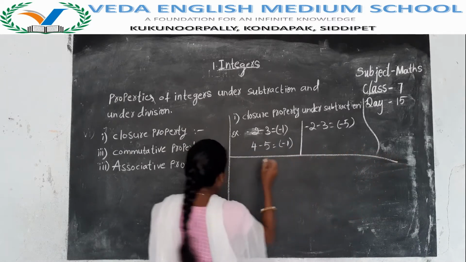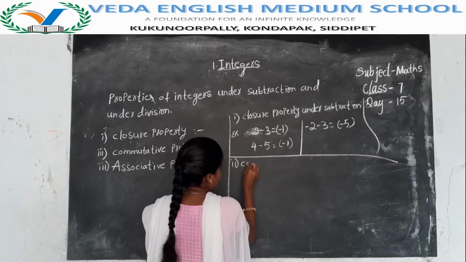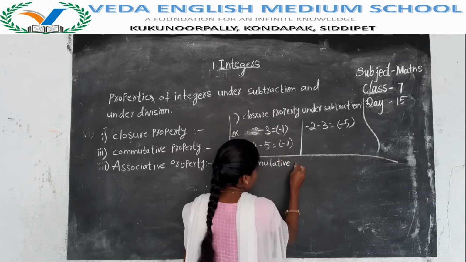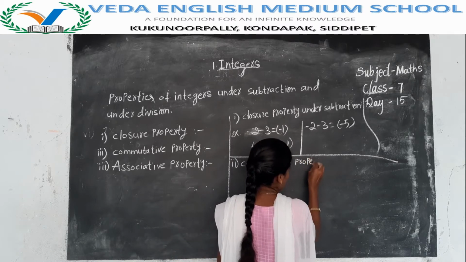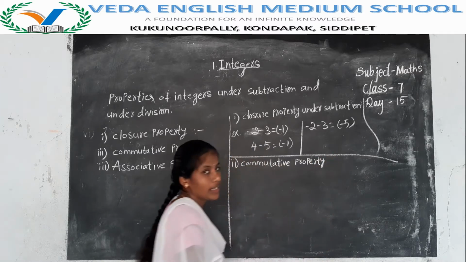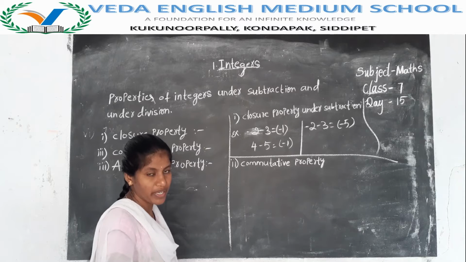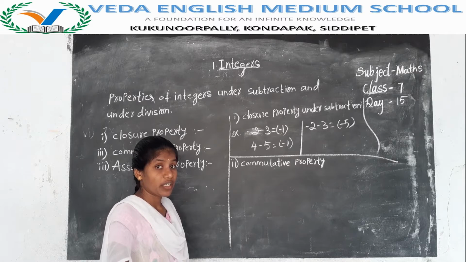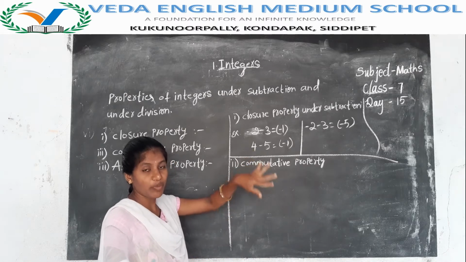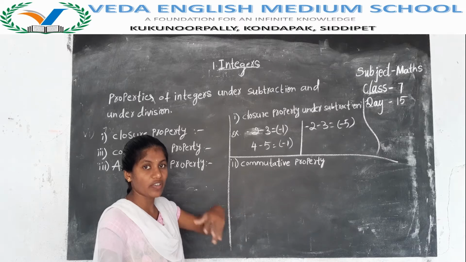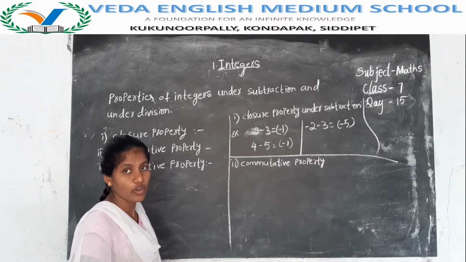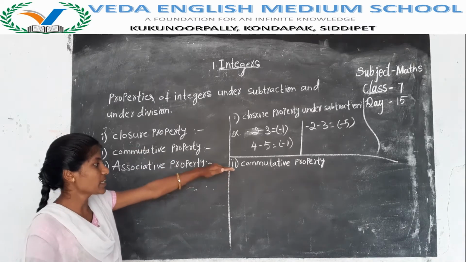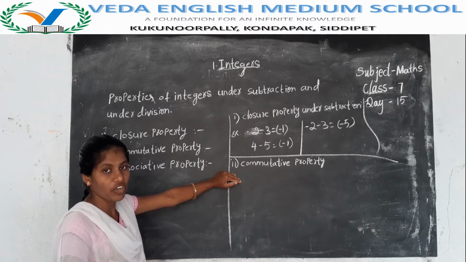Second one, commutative property under subtraction. Now we have to check, is commutative property under subtraction possible or not possible? In commutative property under addition, take any two integers and replace their places, that means change their order, then you will get the same answer. If you get that, then commutative property under addition is possible. We have learned that in addition. Now we will check whether commutative property is possible for subtraction or not.